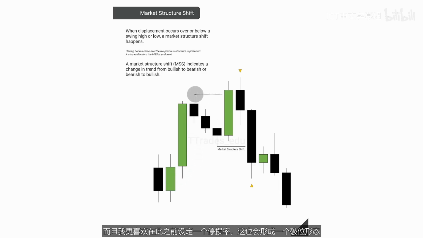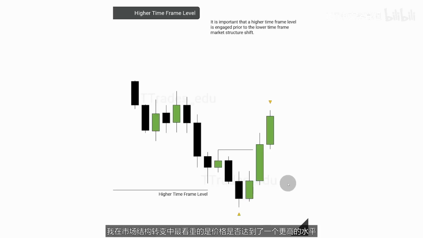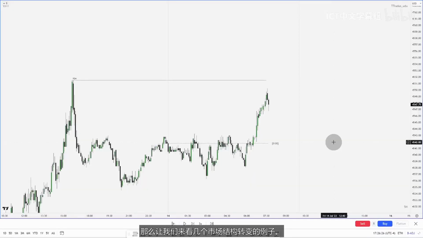And I also prefer to have a stop run prior to this, which also creates a breaker formation and creates high resistance liquidity for a stop loss. The most important thing I look for in a market structure shift is if price engaged a higher time frame level prior to shifting structure. If it did not, I do not personally search for a setup. So let's get into a few examples here of looking at market structure shifts.